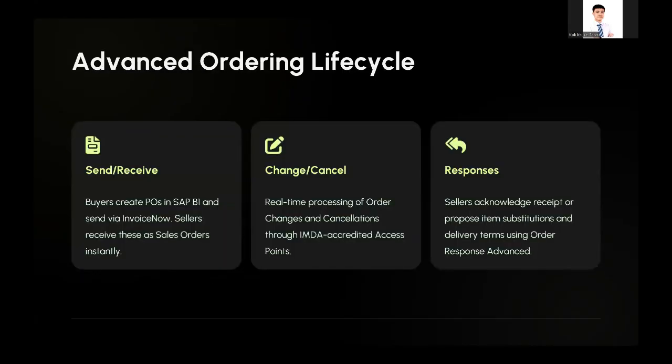So what is the advanced ordering lifecycle? The advanced ordering lifecycle consists of the additional functions that our system supports via the InvoiceNow network. For example, a buyer creates a purchase order in SAP Business One. The buyer will then send this PO via the InvoiceNow network. The seller will then be able to receive this as a sales order instantly.